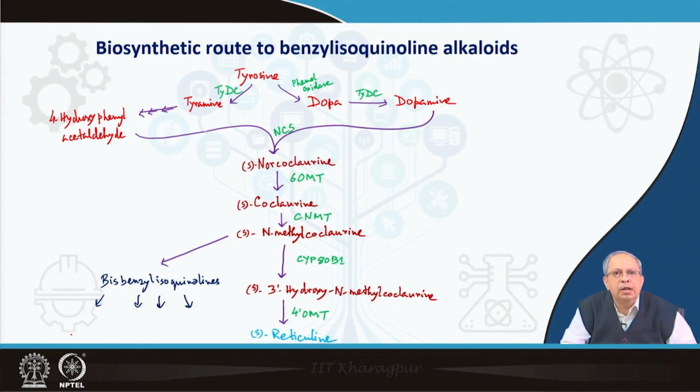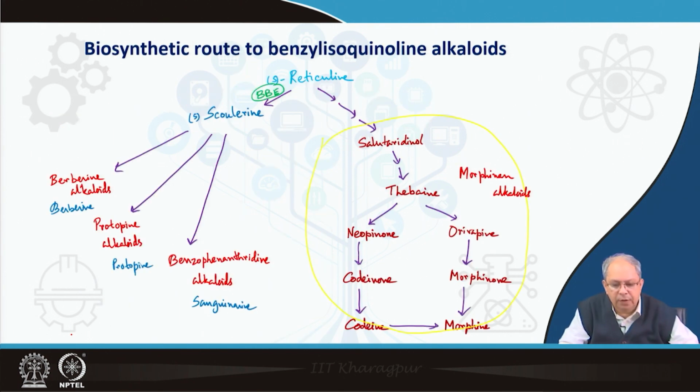In the previous class, what I discussed is how this pathway originates. It basically originates from tyrosine and then forms norcoclaurine, and then through a series of methyl transferases and hydroxylases, finally it forms reticuline, and from reticuline the pathway moves in different directions. One route goes towards berberine alkaloids, protopine alkaloids and benzophenanthridine alkaloids.